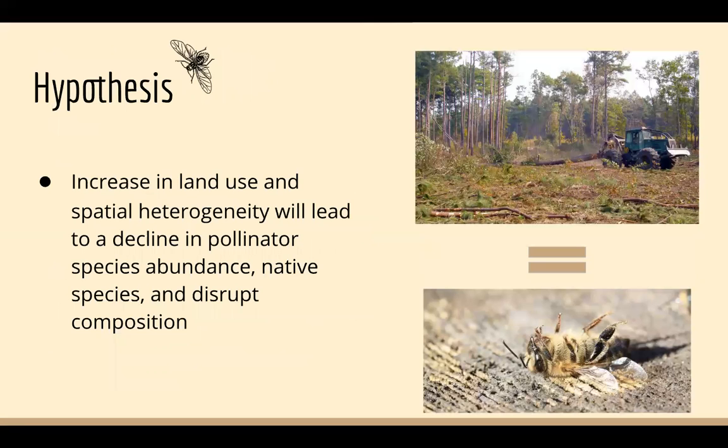I hypothesized that the increase in land use and spatial heterogeneity within the area I studied would be the lead cause to a decline in pollinator species abundance to native species and disrupt composition.